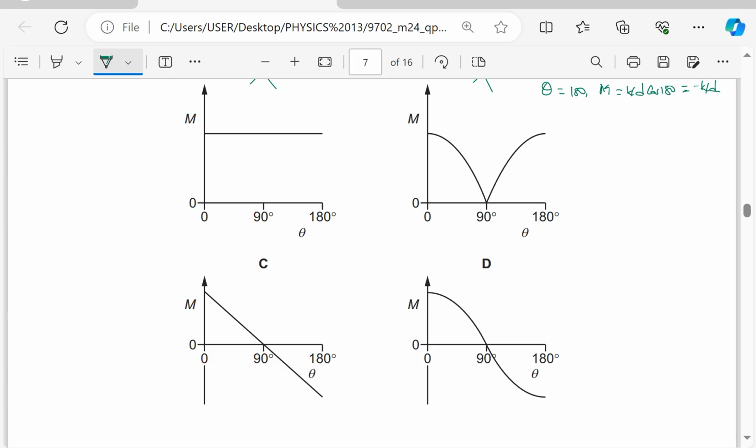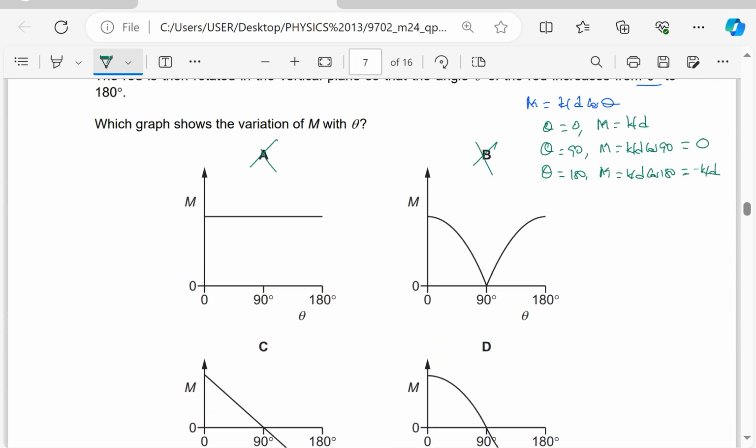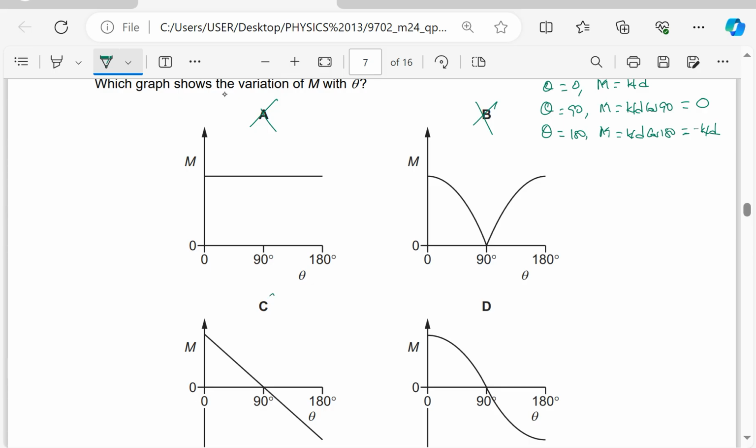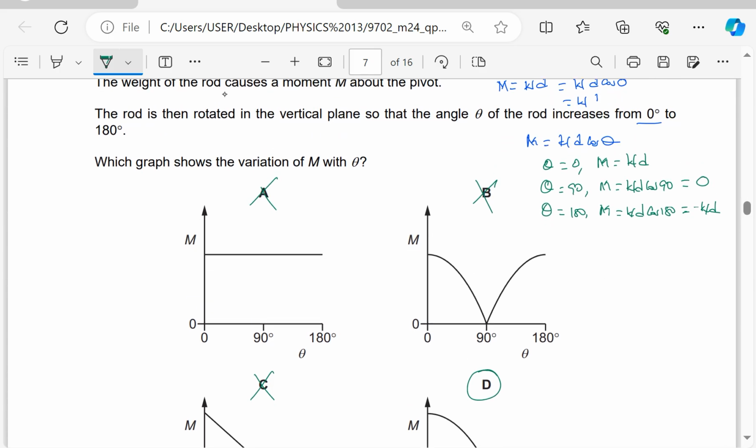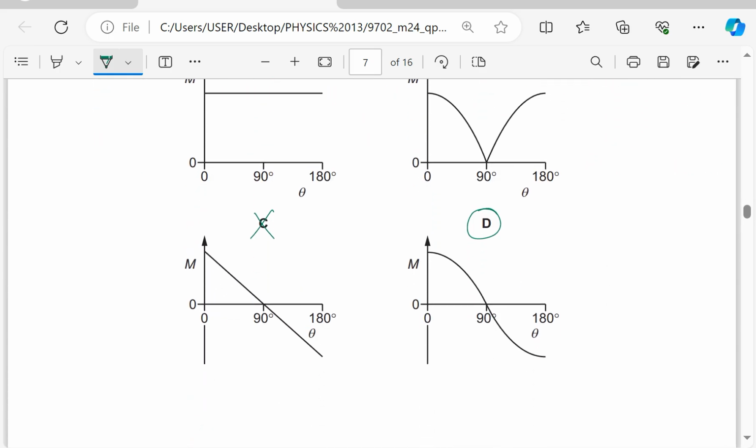Now we have to choose between C and D. Of course, this is not a straight line. This is a cosine curve. So C is automatically wrong, and therefore the answer is going to be D. Because this is a cosine curve, M is directly proportional to cos of the angle. So the answer is going to be D.